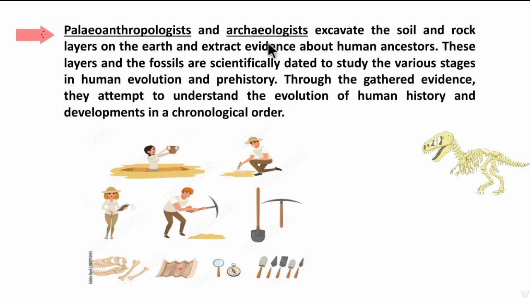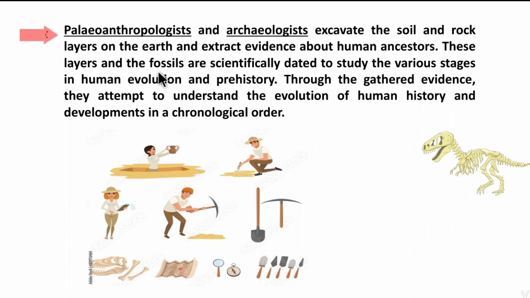The paleoanthropologist and archaeologist excavate the soil and rock layers on the earth and extract the evidence about human ancestors. These layers and the fossils are scientifically dated to study the various stages in human evolution and prehistory. Through the gathered evidence, they attempted to understand the evolution of human history and developments in a chronological order.